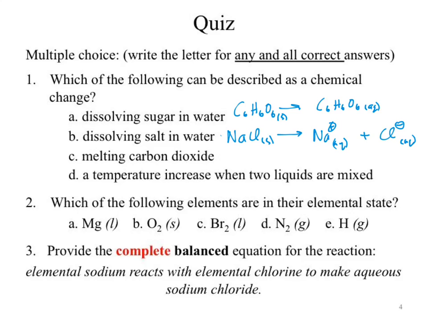What's going on with D? We're seeing a temperature change when we mix two liquids. That's our fourth rule, if we will, for chemical changes.